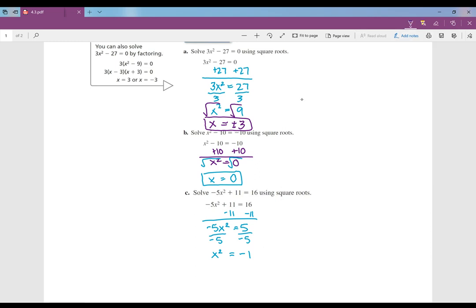Now we've got the squared term by itself, so we're going to take our square roots. So x is going to be equal to plus or minus, right? Every time we take a square root, we need plus or minus. And then what's the square root of negative 1? Well, that would be i. So our answer here is plus or minus i. So if you look, you either get two real answers, one that is 0, or two imaginary or two complex numbers.